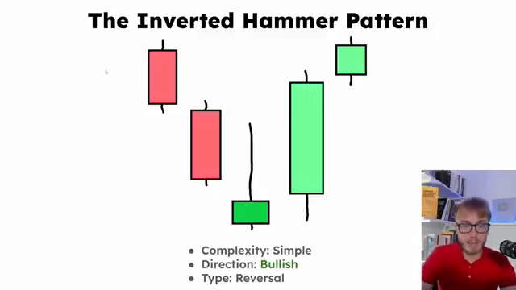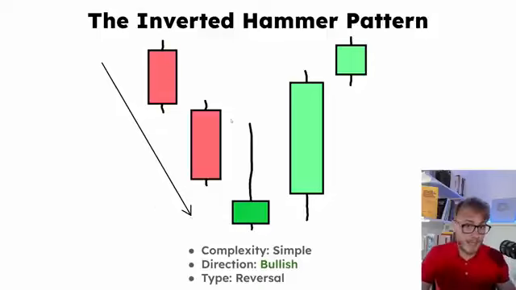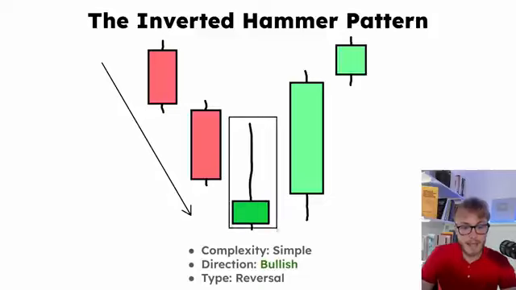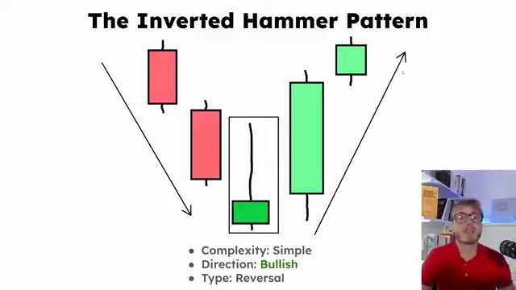Well, since this is a bullish reversal, before the pattern, we need to see a downtrend. And in this case, the context is very important. So it is important that we have a down move before the pattern. Then the actual pattern appears. And the goal of the pattern is to quickly push the price towards the upside.